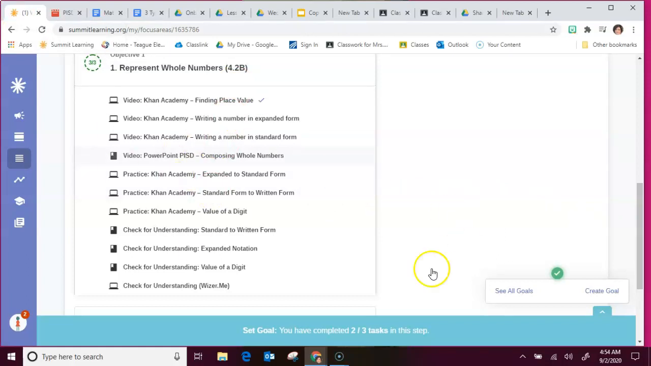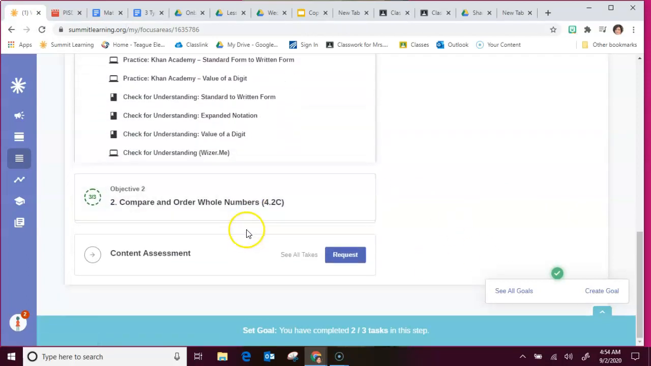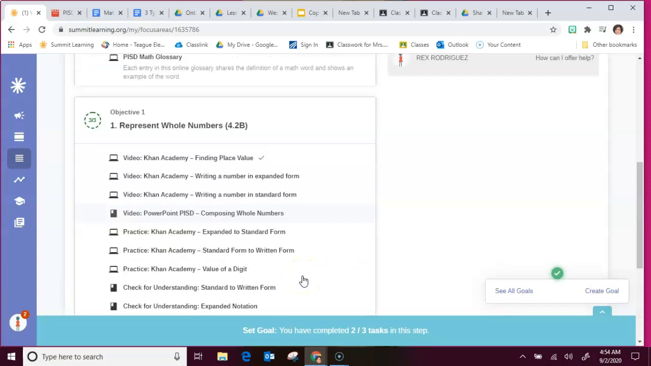So anyway, you just go through your things, and when you feel you're ready, you're going to show your teacher your notes, and you're going to click right here where it says content assessment, request. When she says, okay, yes, you may take that test, go ahead and request it. So that's how you request a test and take it, and hopefully pass it and finish that Power Focus area.